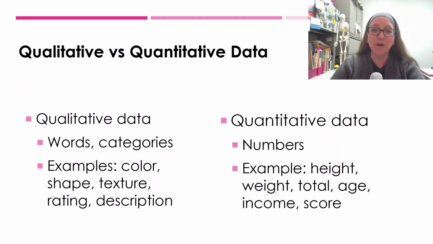The data we record in an experiment can be classified as either qualitative or quantitative. Qualitative data is recorded as words. For example, we might document the color of a solution, its texture, its shape. It's a description of what we observe in the experiment. Quantitative data is numbers. We might measure the height, the weight, a total, an income, a score, anything that uses numbers to document the results.